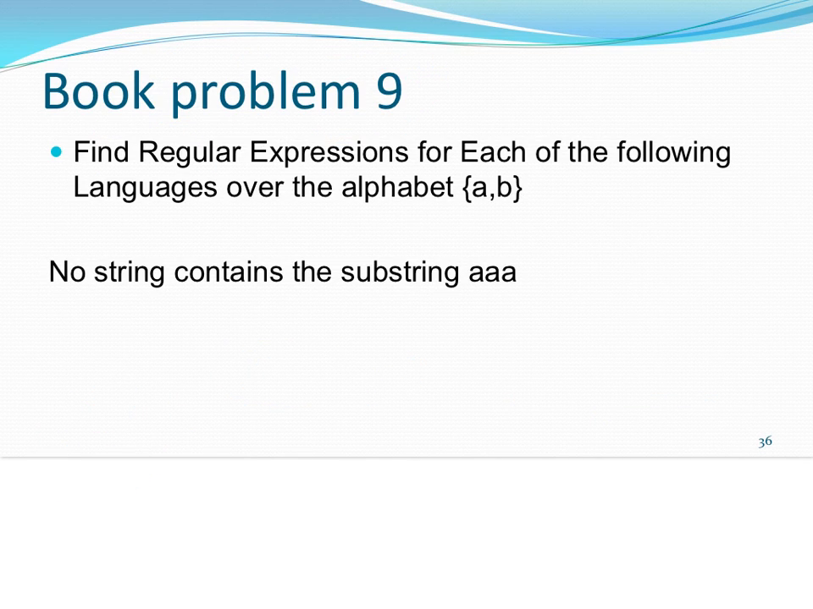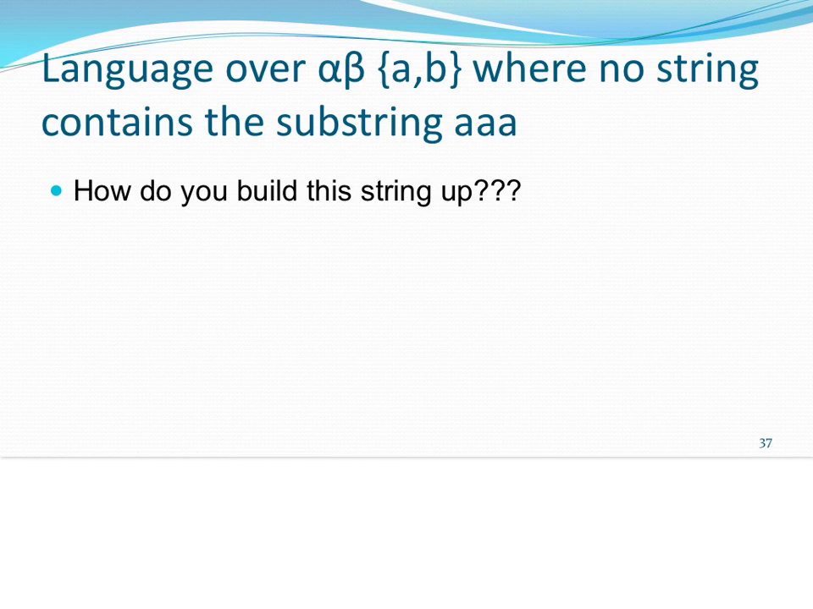Okay, let's try another kind of problem now. Let's find a regular expression for a language that is over the alphabet AB, so A and B are the symbols we can use, in which no string contains the substring AAA. Okay? So let's start thinking about how you would make such a string. What would a string like this look like? How would you build this string up? What kinds of strings do you have? How can you make one of these strings?